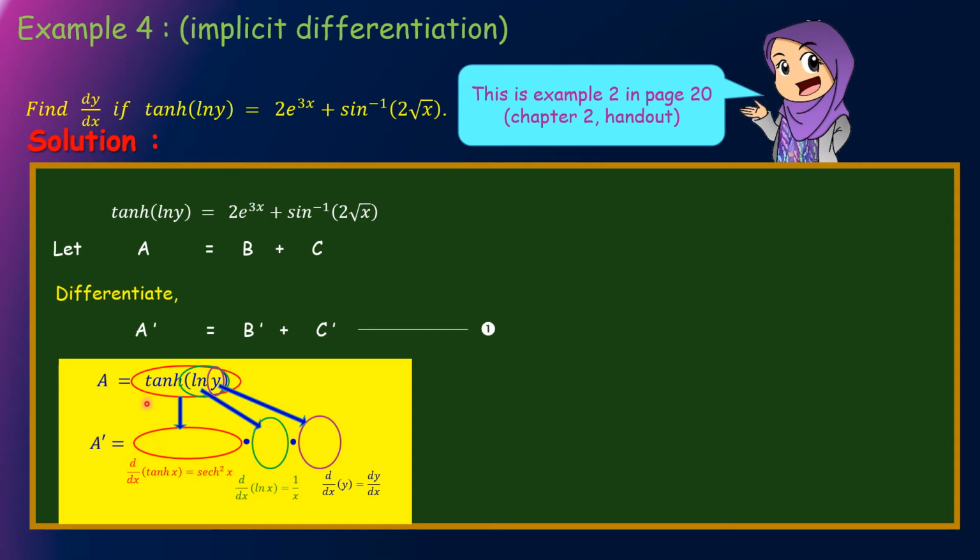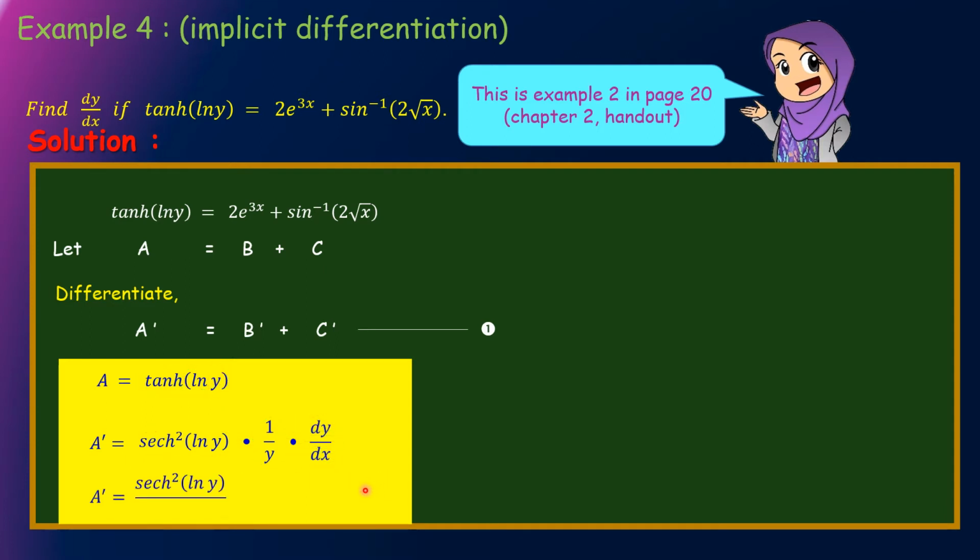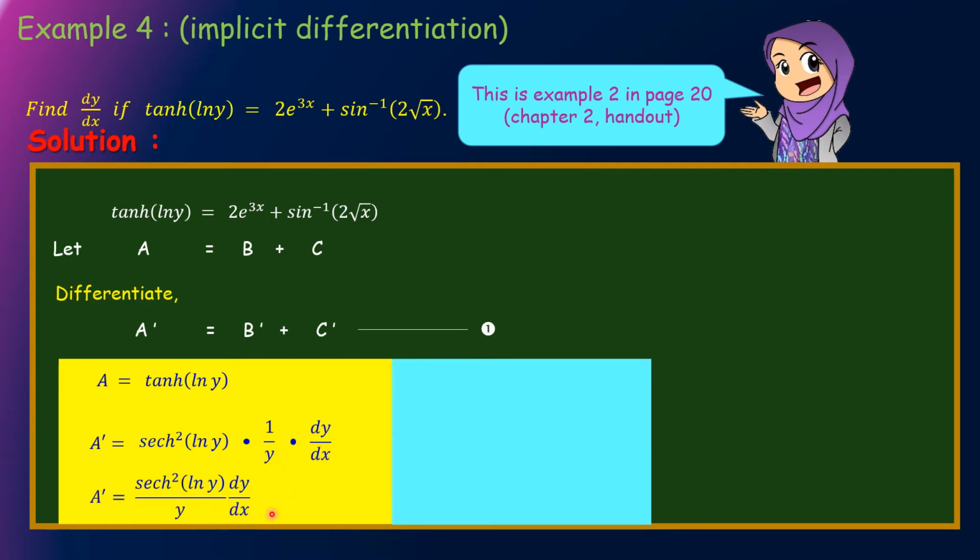Now, we want to differentiate tan(ln y). We can refer to the derivative of tan x. When we differentiate tan x, the answer is sec squared x. So, when we differentiate tan(ln y), the answer should be sec squared (ln y). And then, to differentiate ln y, we refer to the formula for the derivative of ln x, which equals 1 over x. So the derivative of ln y is 1 over y. Then we need to differentiate y, and the answer is dy over dx. Then we simplify the answer. So we have sec squared (ln y) over y, times dy over dx.